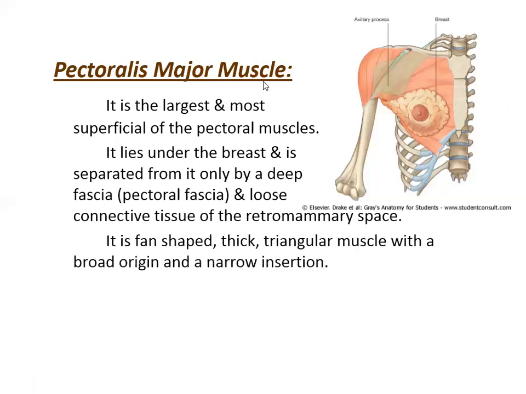So the pectoralis major muscle, as we saw, this whole thing is the pectoralis major muscle. It is a fan-shaped muscle. It is thick, bulky, triangular. As you saw, it looks almost like a triangle. So it is a triangular muscle with a broad origin and a narrow insertion. As we can see, this whole thing is the origin of this muscle. So it has a very big origin, and it is inserted to a particular region in the humerus. We'll see that. So it has a narrow insertion.